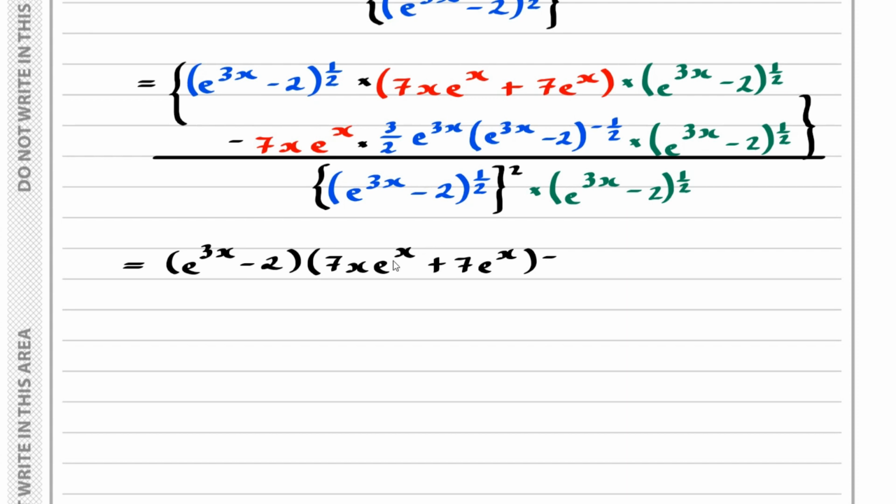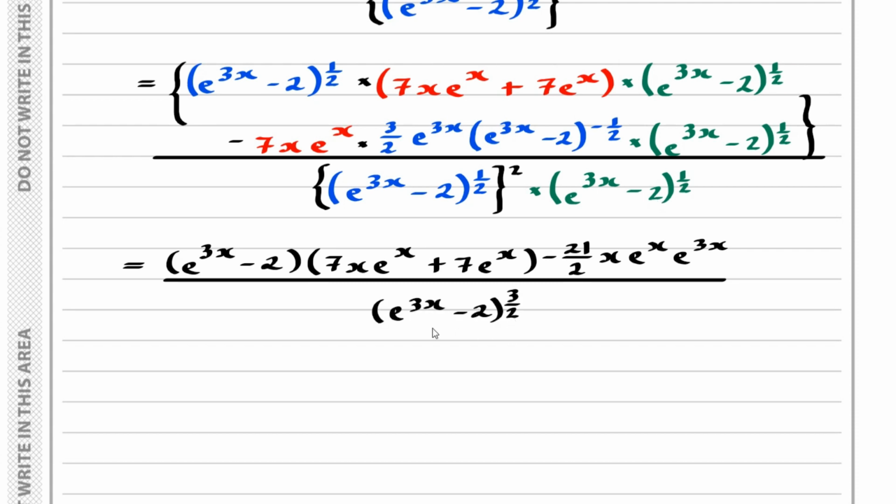This product gives us 1, leaving us with 21/2, because I've got 7 times 3/2, x e^x multiplied by e^(3x). And then I divide this by, here I've got a half raised to the power of 2, such as 1, and I'm multiplying that by something raised to the power of 1/2, leaving me with (e^(3x) - 2) to the power of 3/2. And now we need to simplify all this.